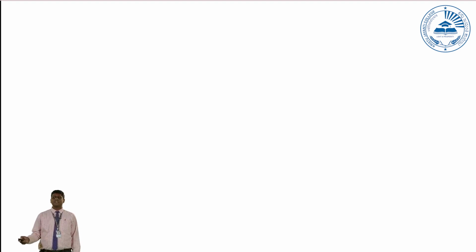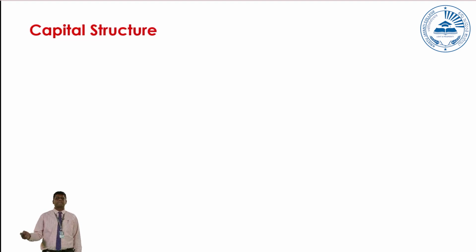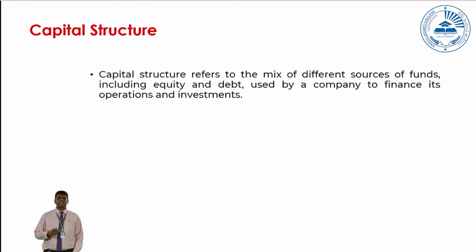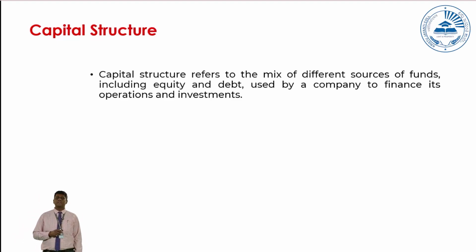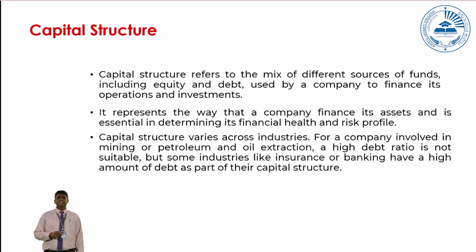Financial decisions generally deal with capital structure analysis. So capital structure refers to the mix of different sources of funds, including equity and debt, used by a company to finance its operations and investments. Basically, it is a combination of various long-term sources of finance. It includes equity shares, preference shares and debentures. It represents the way that a company finances its assets and is essential in determining its financial health and risk profile. Capital structure varies across industries.